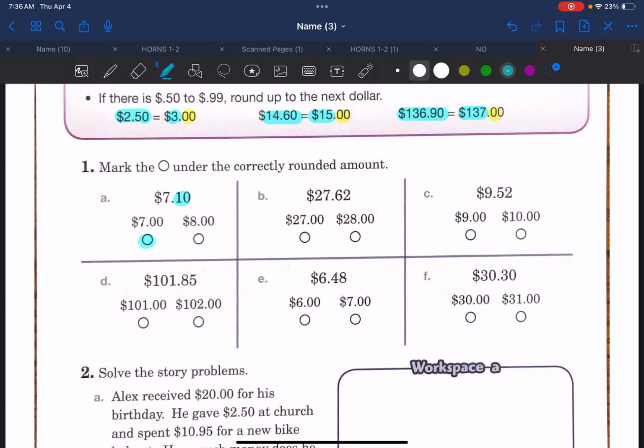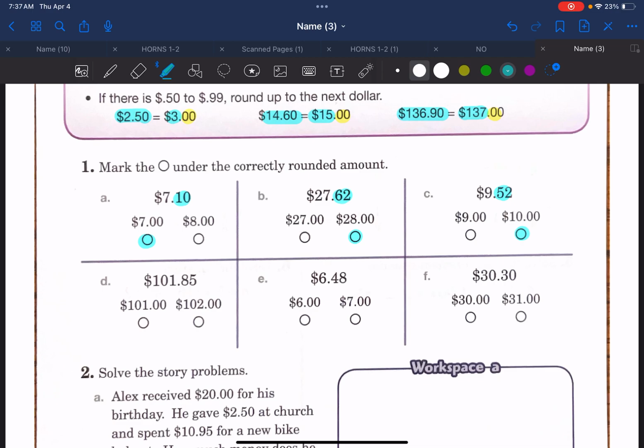$27.62. I have 62. Is 62 over half? Half is 50. Is 62 greater than half? If so, we need to round up to 28. $9.52. 52 is just over half, but it still is over half. So we are going to go up. We're closer to the new amount, which is $10. All right, you try the others on your own.